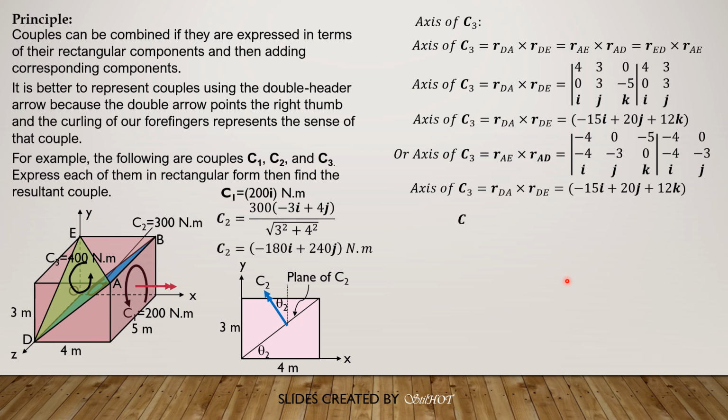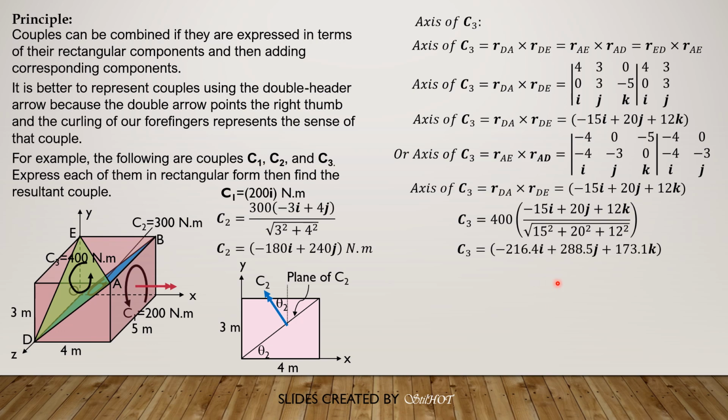So finally, we can now express couple 3 in its rectangular components: the magnitude of the couple, then the unit vector of that cross product, or unit vector of its axis. So it is equal to negative 216.4i plus 288.5j plus 173.1k Newton meter.